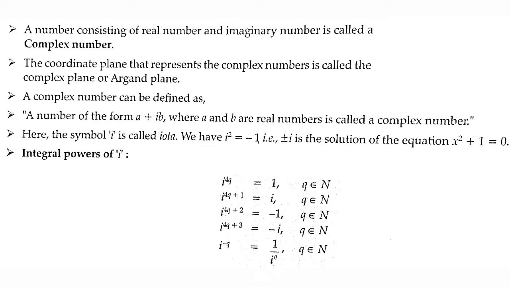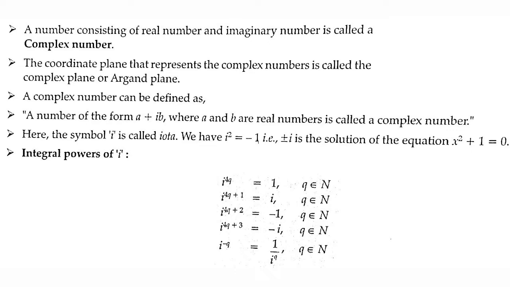A complex number can be defined as a number which can be written in the form of a plus ib. I is what? Imaginary part, where a and b are real numbers, is called a complex number, right students? Here the symbol i is called iota.